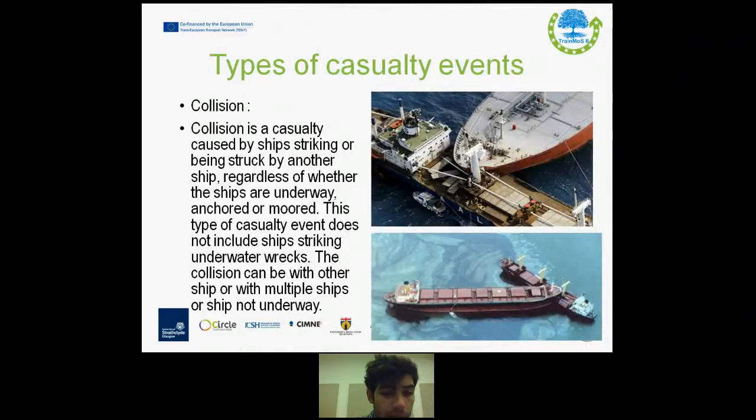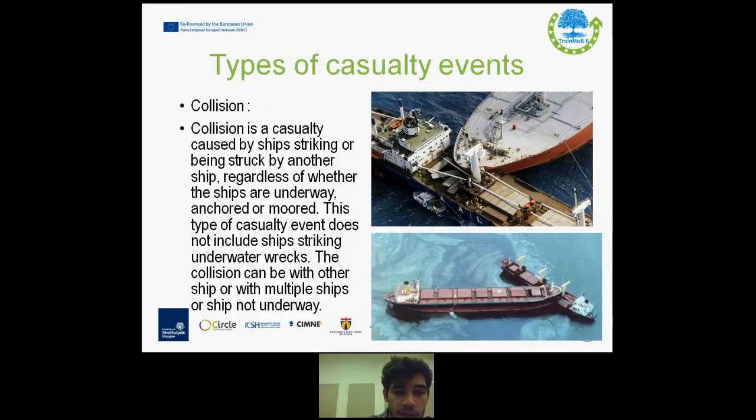So, collision again. Collision is a casualty caused by ships striking or being struck by another ship, regardless of whether the ships are underway, anchored, or moored. This type of casualty event does not include ships striking underwater wrecks. The collision can be with another ship or with multiple ships or a ship not underway. Again, we have two typical examples of collision accidents in these pictures. Collision accidents are a typical and one of the most severe and unwanted maritime casualties.